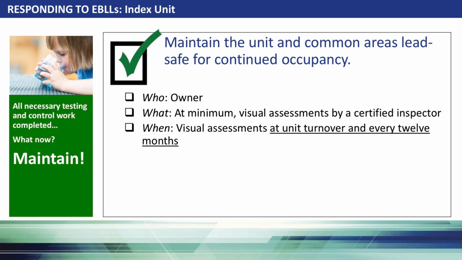The owner's responsibilities do not end once the unit is cleared. The owner must maintain the unit and common areas as lead safe for continued occupancy. Lead safe means no deteriorated paint or failed hazard control methods. The owner must also ensure that a certified assessor conducts a visual assessment at unit turnover and every 12 months. There are further requirements for units that receive more than $5,000 in assistance per year.